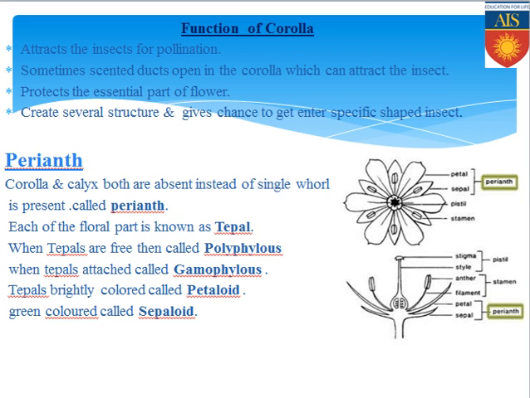Here one more point we need to keep in mind: if the tepals are present in a free manner, then they are known as polyphyllous, and if they are present in a united manner, then they are known as gamophyllous. Or you can also say polytepalous, gamotepalous, these terminologies can also be applicable. Tepals are brightly colored like petals, and that's why they are known as petaloid.